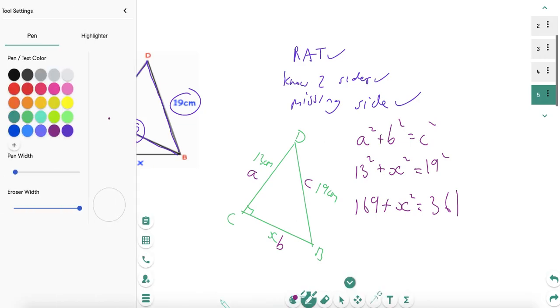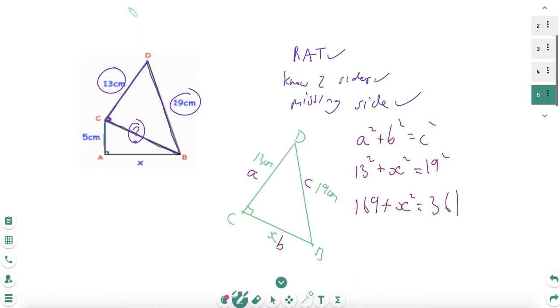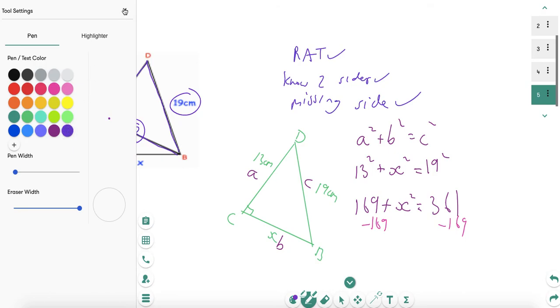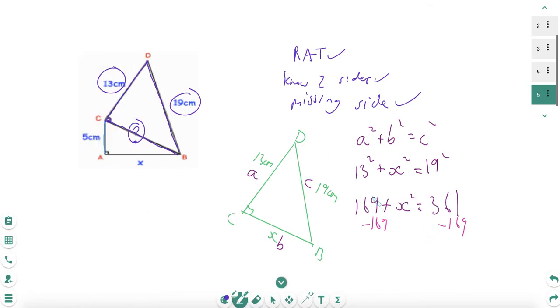So now we're trying to find x. Let's try and get x by itself. Let's try and isolate x. Well, x is being squared and then being added by 169. So let's work backwards. We're going to subtract 169 from both sides. All right. So that will cancel out that. So x squared is equal to 361 minus 169.